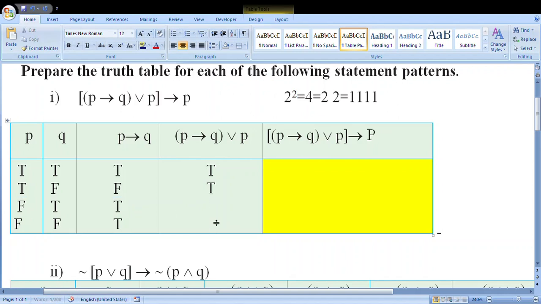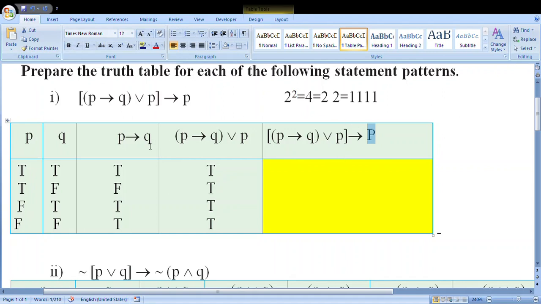One T is there, so answer is T. Here one T is there, so answer is T. And for the last final answer, we need this bracket. We find it just now. We want P. It is already there, connected by arrow.